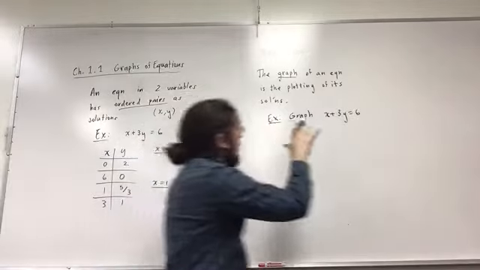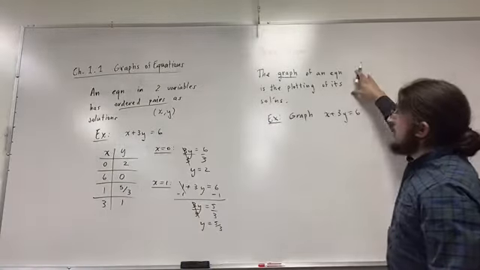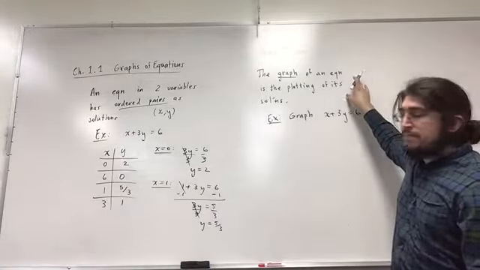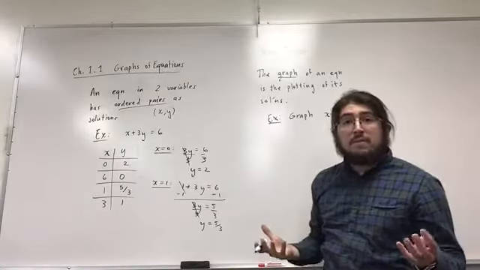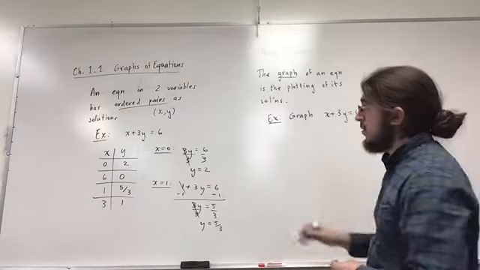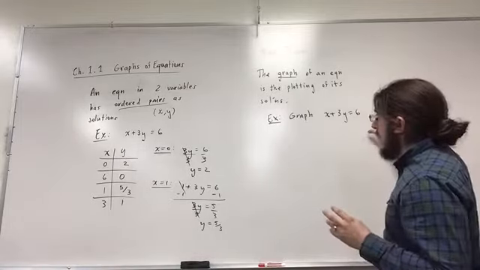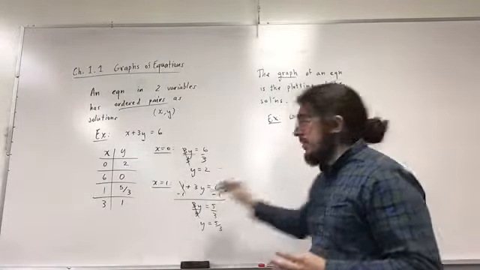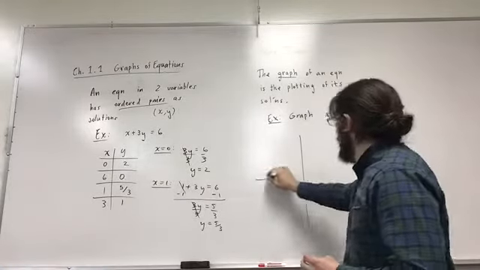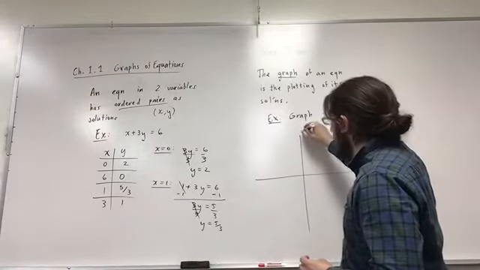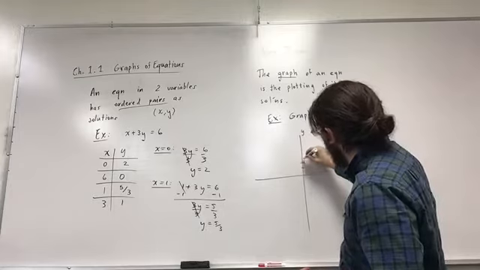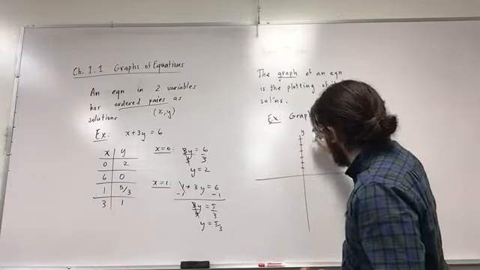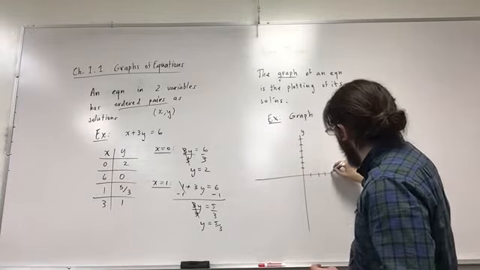So here I've written that the graph of an equation is the plotting of its solutions. That's what a graph of an equation is. It's the plotting of the solutions of the equation. So let's graph the equation we just saw here. All we're going to do now is plot these ordered pairs on the xy plane. I'm going to try to be as to scale as possible, but it may not be completely perfect, but that's okay.